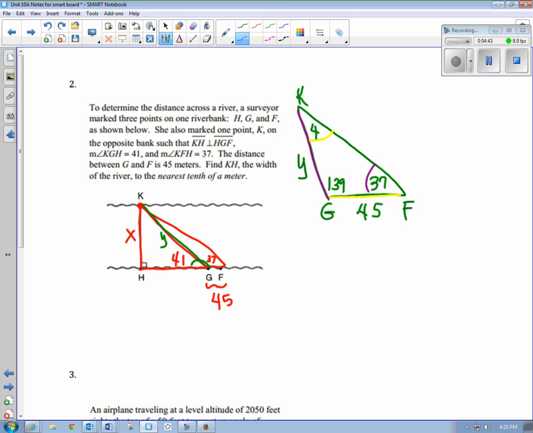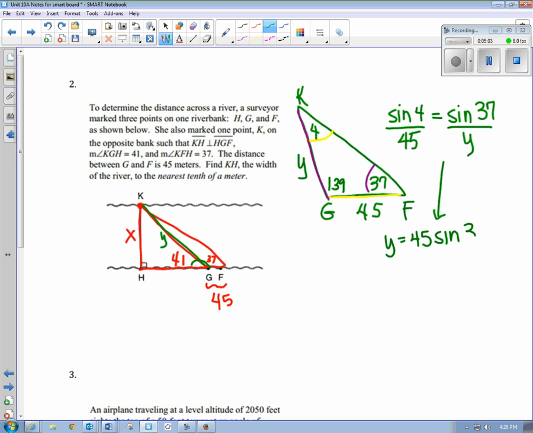So because I have two angles and two sides across from each other, that is the perfect setup for law of sines. So in this particular case, I'm going to do sine 4 over 45 equals sine 37 over Y. And then when I go through and cross multiply, I have 45 sine 37 divided by sine 4, which gives me 388.2317237. Again, that's not my final answer, so I don't want to round that.